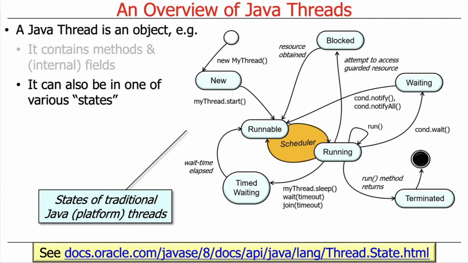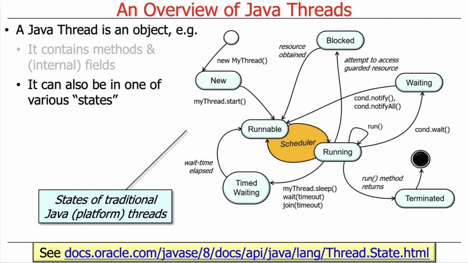So these are the states that a traditional Java platform thread can be in. And I'm not going to go through this in great detail, just a quick summary. So when a thread is created, when you say something like new Thread object of some form, then an object is created, but it hasn't really begun running yet. When you say start on a thread, that makes the thread runnable. And when a thread is runnable, then it's capable of being run by the underlying operating system and Java thread scheduler. So at some point, the thread scheduler will choose to make the thread run.